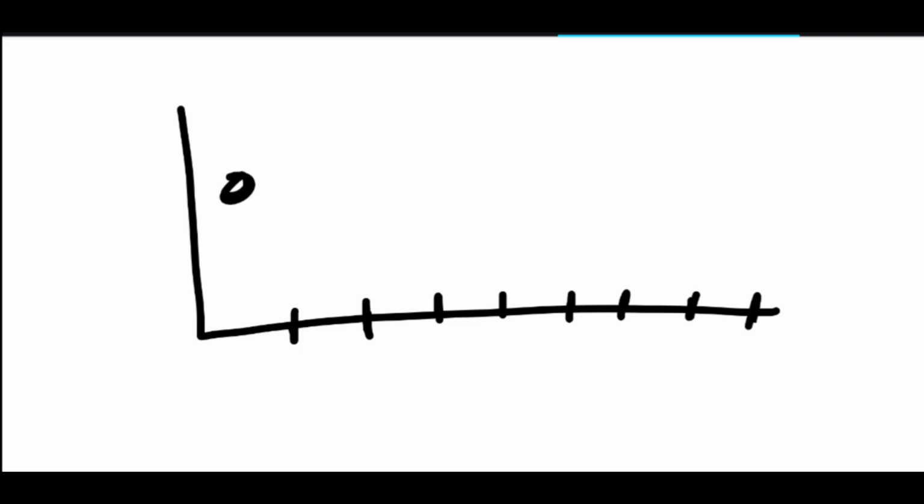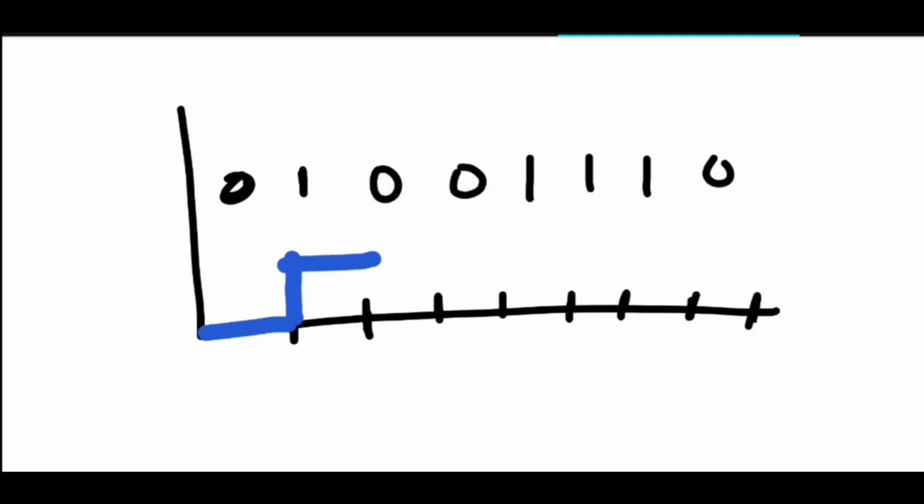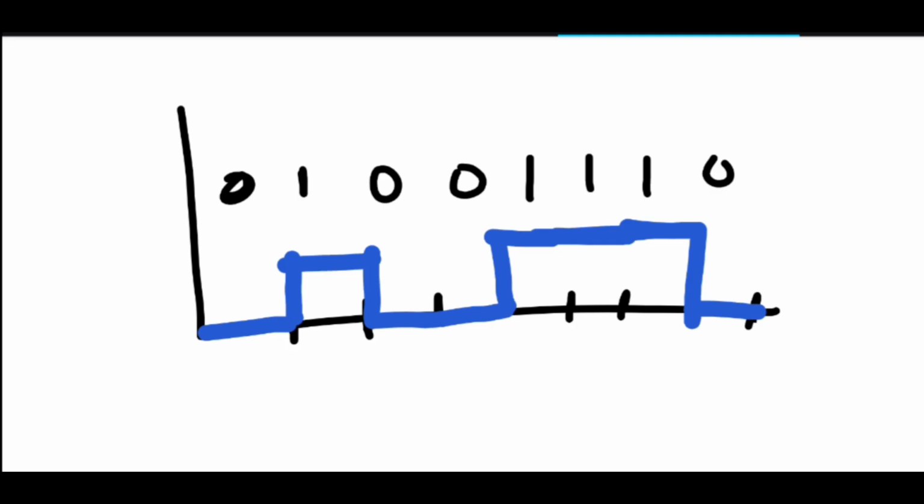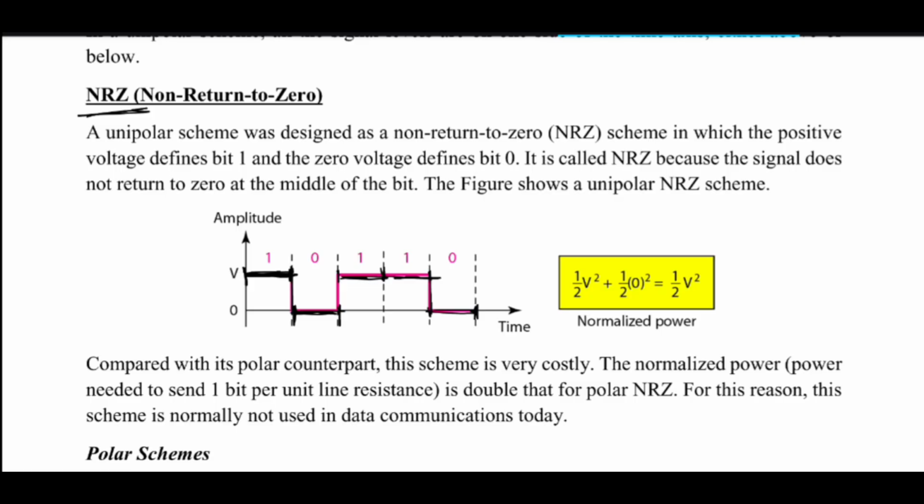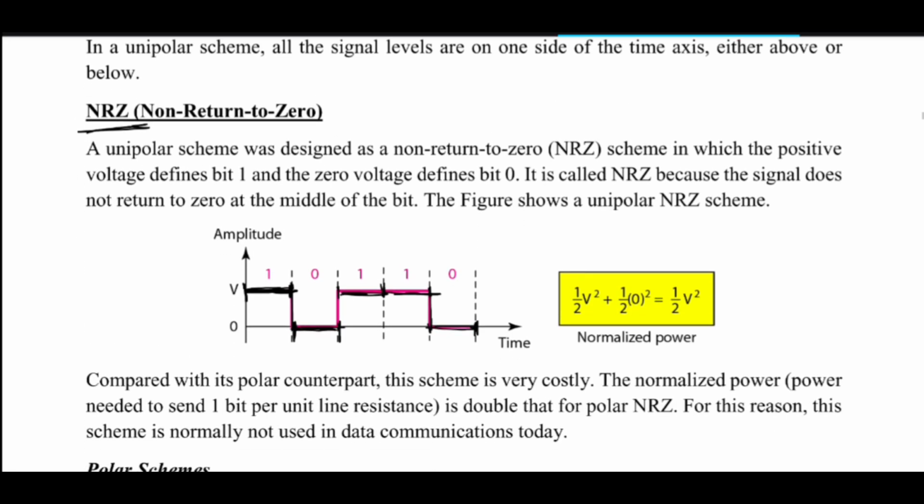Let the bits be 0 1 0 0 1 1 1 0. 0 means lower level, then 1 means higher level. Again 0 means lower level, again 0 means lower level. Then 1 means higher level, then again 1 means higher level, then again 1 means higher level. Then 0 means lower level. This is our non-return to zero model in the unipolar scheme.